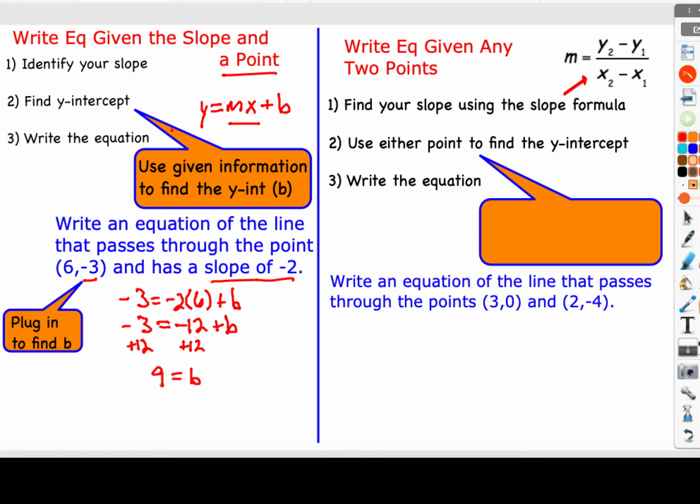Now I know the slope and I know the intercept. I can write my equation, y equals the slope times x plus b. And I've got the equation of my line.